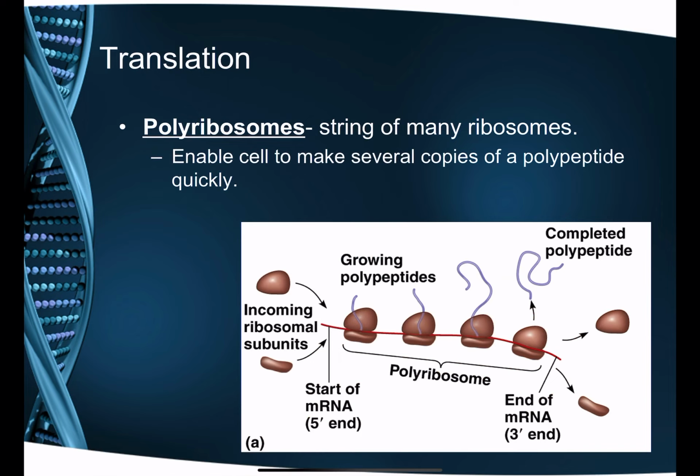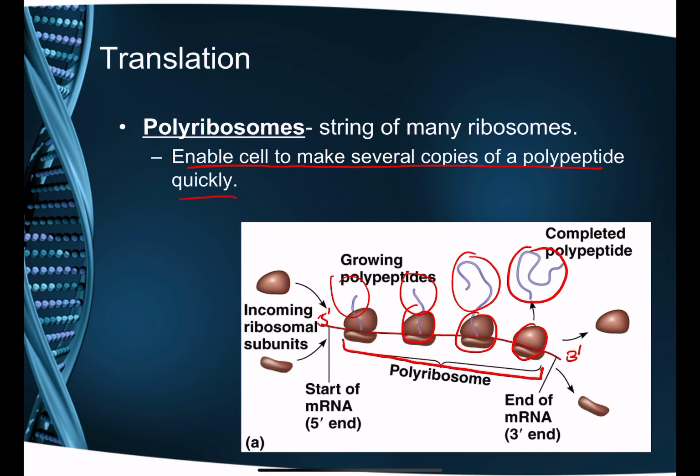So sometimes you'll also have things called a polyribosome. And so that's a series of lots of ribosomes. And so again, it's still reading from the 5' to the 3' end, and the whole strand goes through many different ribosomes. And so as a result, it makes lots of copies of that polypeptide, okay? It's used to make many copies of the same protein quickly. It expedites it, enables the cell to make several copies of a polypeptide quickly, okay?